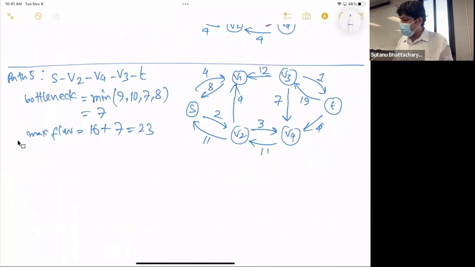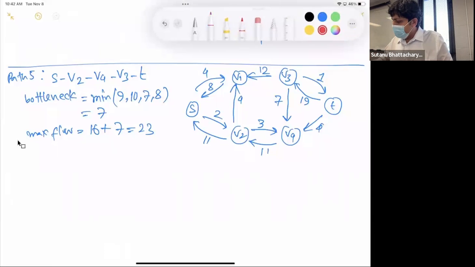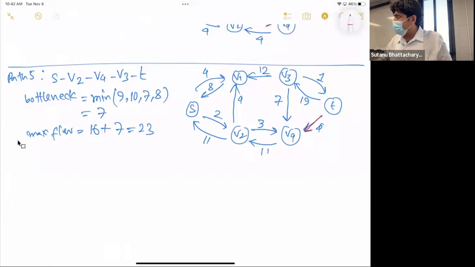Now see, is there any possibility to choose an augmenting path with capacity more than 0? Notice this path is saturated, only the back edge. This path is saturated, only the back edge. This path is also saturated, only the back edge. So is it possible to choose any augmenting path? No. So stop the algorithm. What is my current max flow? 23. So this is the answer.